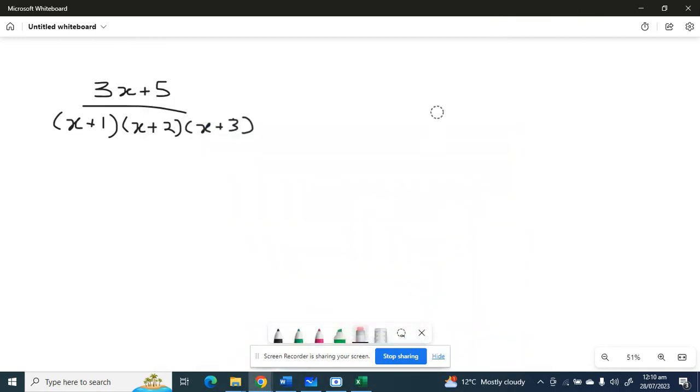All right, so we have a question here. We have to express this as a partial fraction, right? So the first thing that you need to determine is whether it's a proper fraction or an improper fraction.